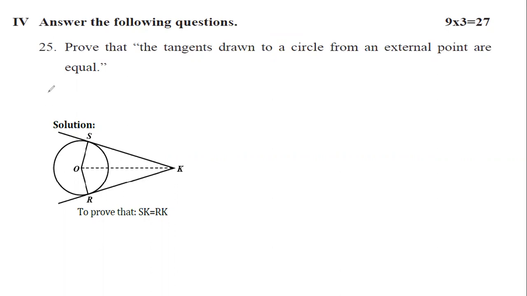3 marks questions start from the 25th. What is the question? Prove that the tangents drawn to a circle from an external point are equal. So here, first draw the circle with center O and consider K as the external point. Draw the tangents SK and RK. You need to prove these two tangents are equal, that is, to prove SK is equal to RK. Proof.